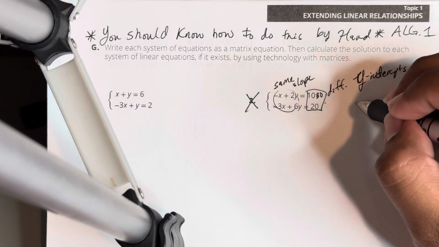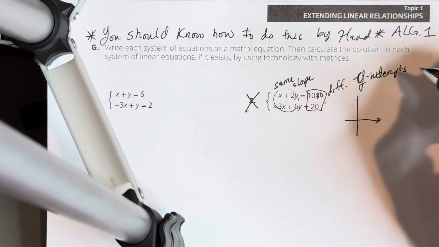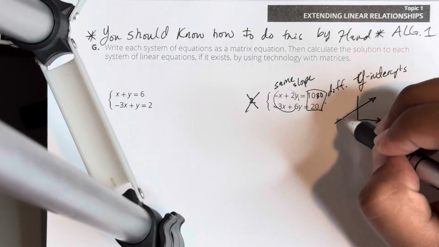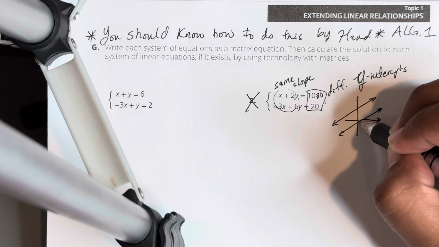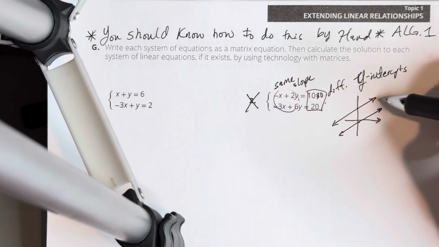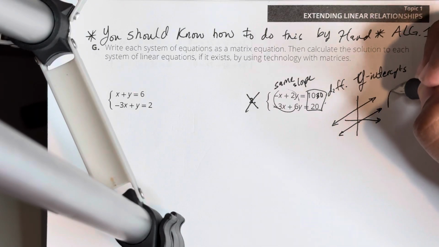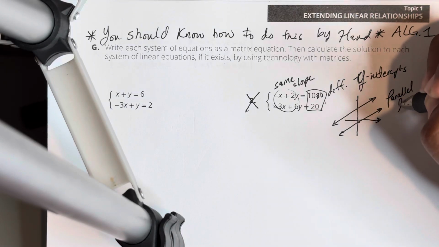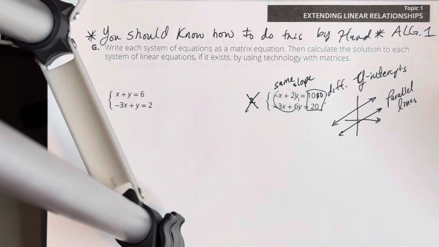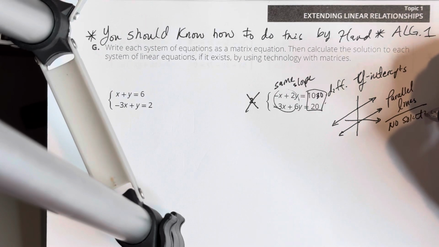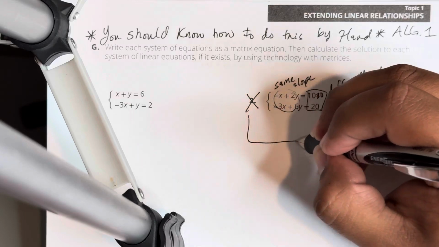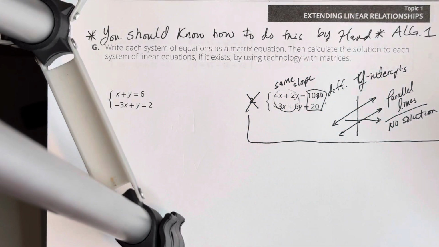So why is that important? Because if I have one line going, then I have another line going, and they have different y-intercepts with the same slope, what do I get? Parallel lines. And do parallel lines have a solution? No. So that's why we're not going to do number 2. I don't want us to waste time. These are multiples of each other with different y-intercepts, which gives me no solution.